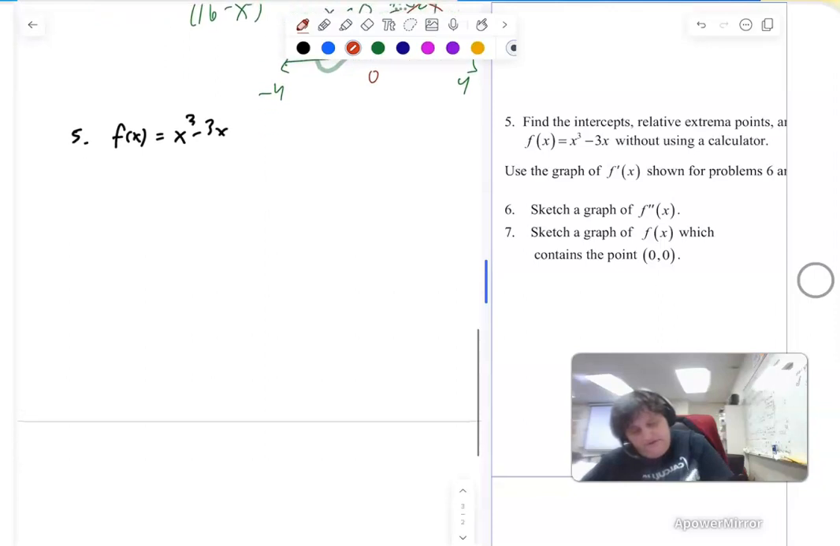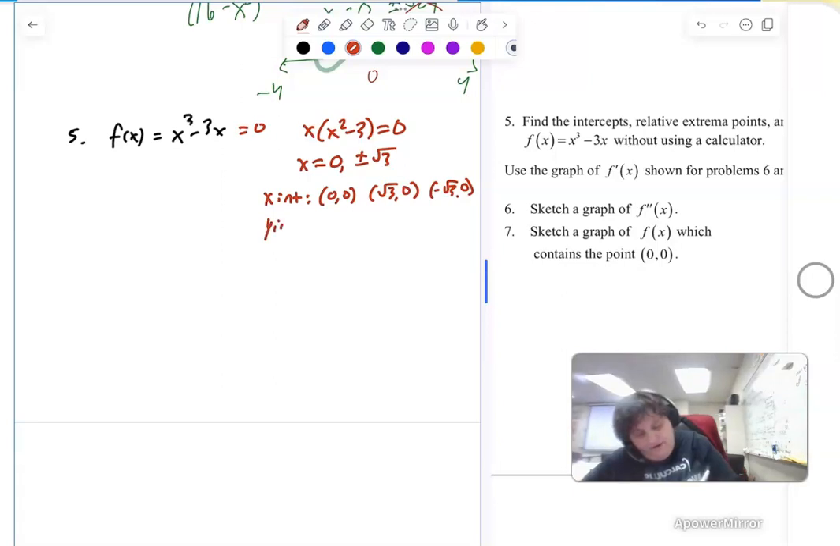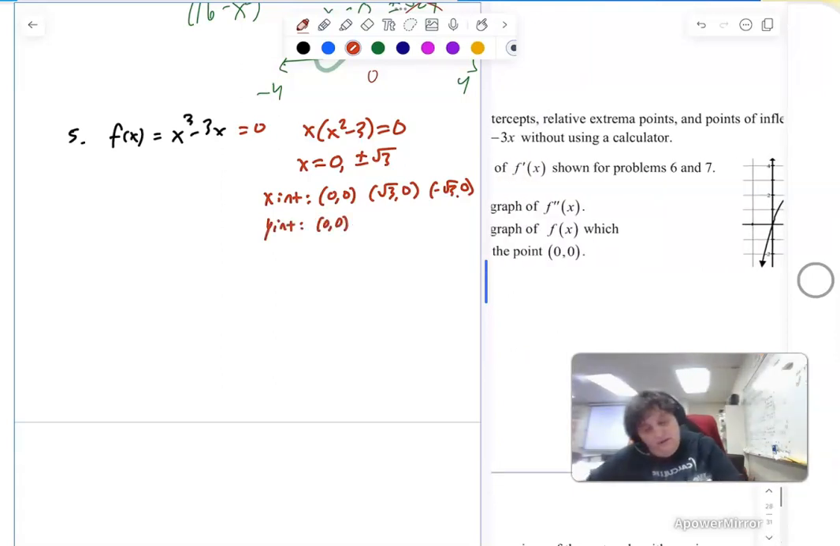My x-intercepts. If I set this equal to 0 and I factor out an x, my x-intercepts are at 0 and plus or minus square root of 3. So I have points at 0, 0, and root 3, 0, and negative root 3, 0. Okay? My y-intercept, when I plug in 0, is at 0, 0. Let's go ahead and go to my first derivative.